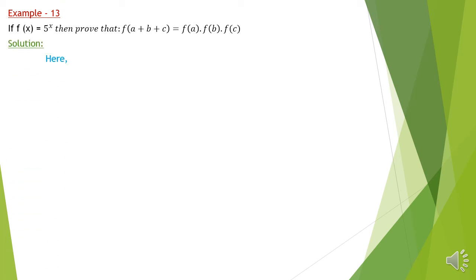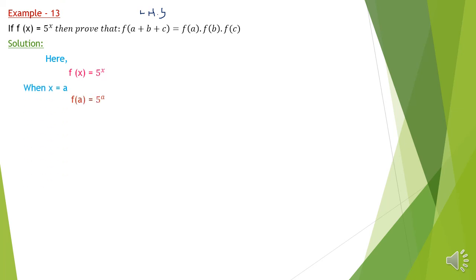Now solution here. Our function is defined as f(x) = 5^x. Our input will go to the power of 5. First, our input must be a + b + c. You can see on the left hand side, our input is a + b + c. So let's start.